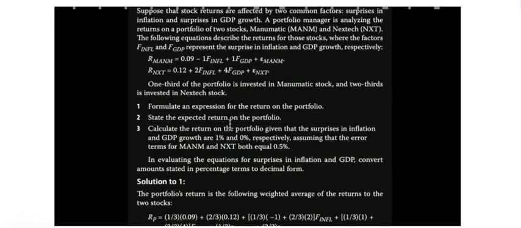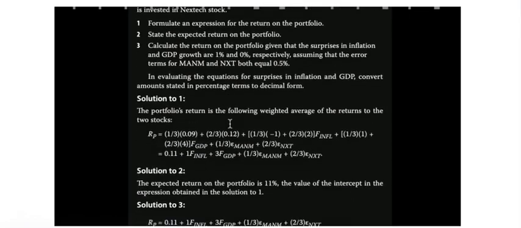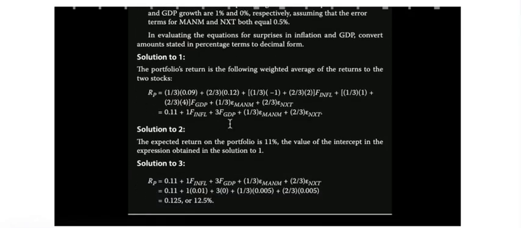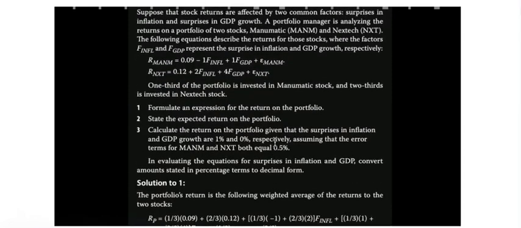State the expected return on the portfolio. This is from an earlier learning objective, which is, given a factor model and given the returns to the factors, what's the expected return on the portfolio? The expected return on the portfolio is 11%. How did we know that? We weren't given anything else to go on. Can you figure that out before I give it to you?